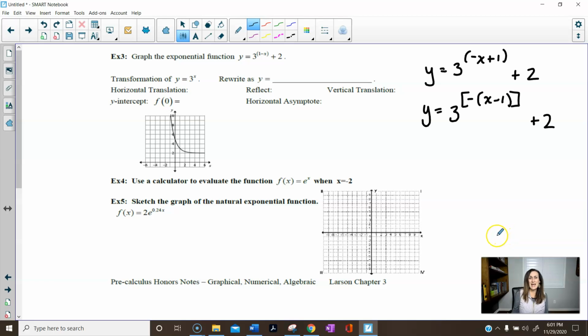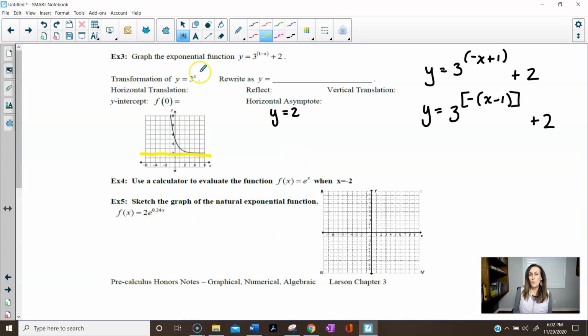So the horizontal asymptote is always k, and k is the plus 2. So the horizontal asymptote is going to be y equals 2. And if you look at this picture here, here is 2, and you can see that that's going to be the horizontal asymptote. Now let's go through and answer the questions.